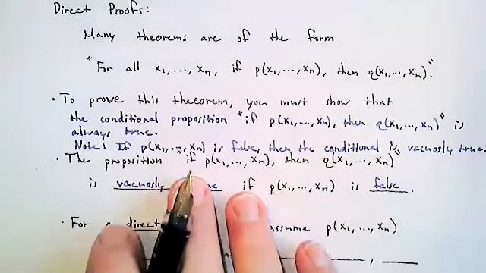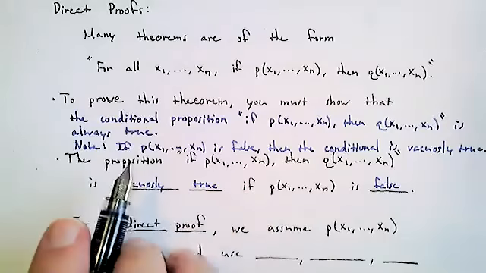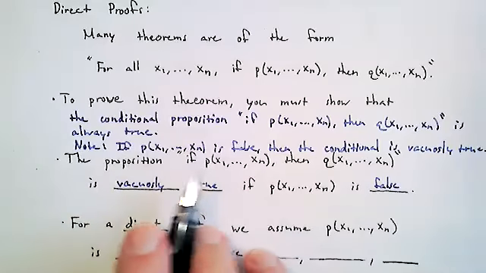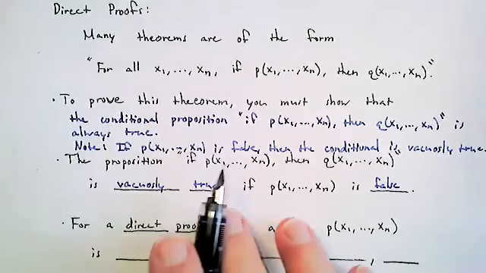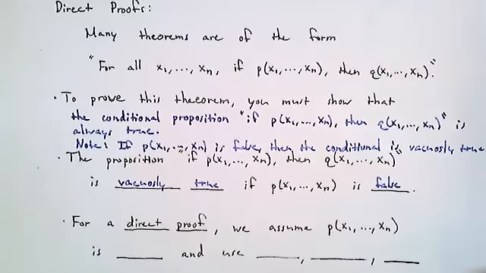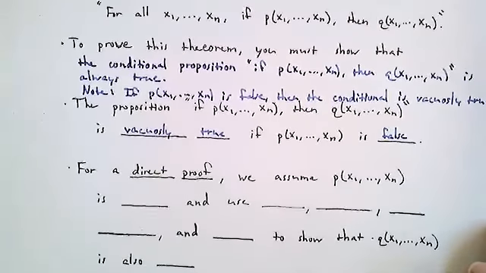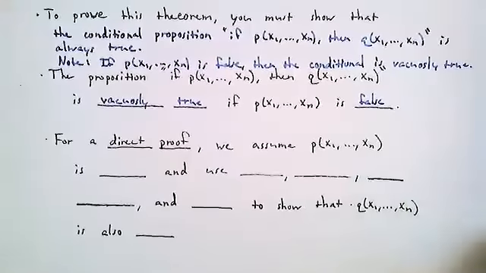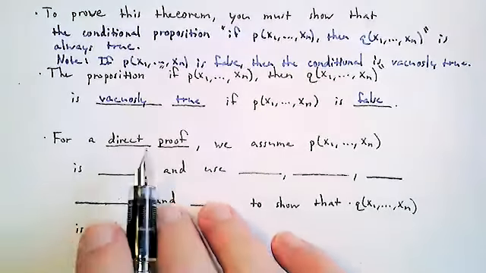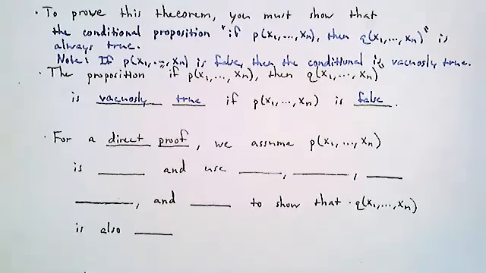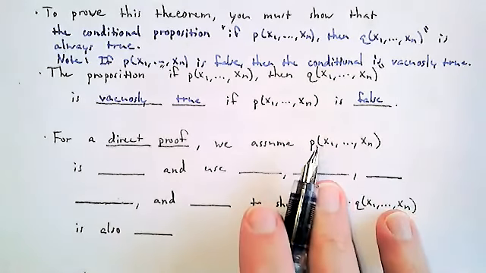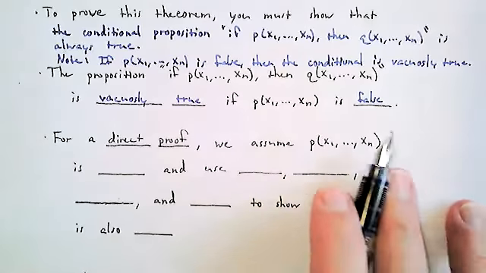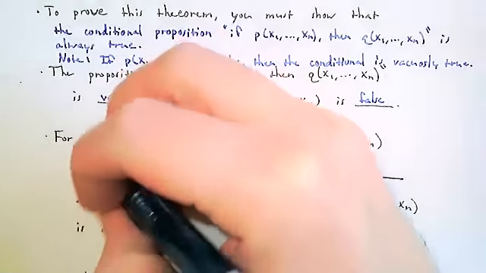So this means it doesn't matter if the conditional is false. We don't have to actually prove anything. We instead only have to worry about what happens if the hypothesis is true. And this gets us to what's called a direct proof. For a direct proof, we assume the hypothesis, the first part of the conditional statement, is true.